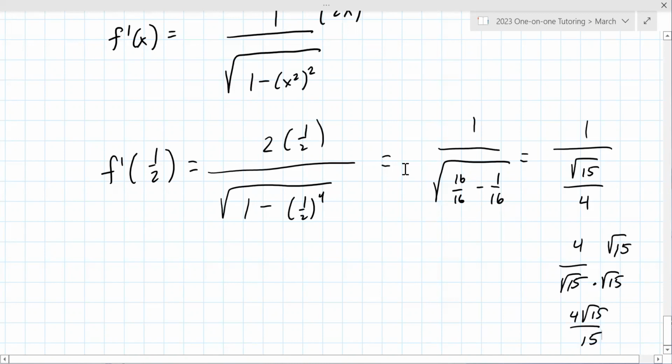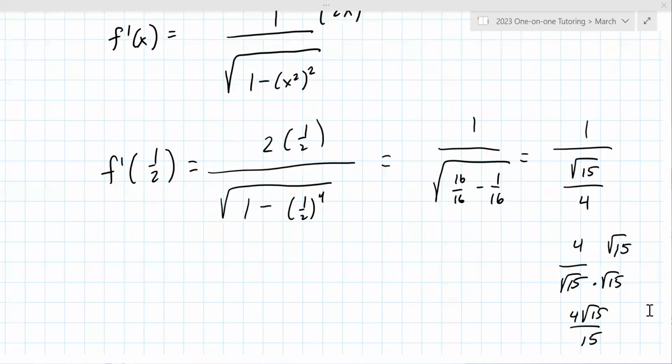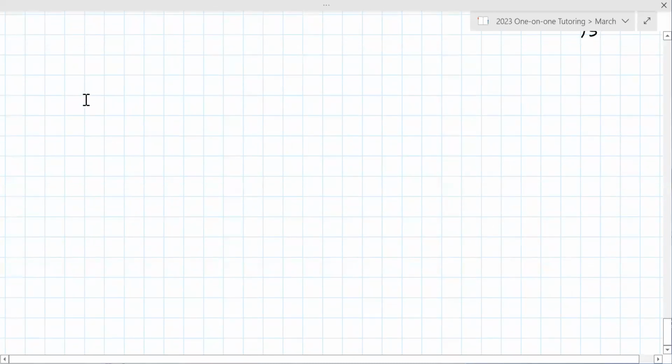None of this is calculus. The calculus ended right here. You're just putting the number into the equation. Okay, so all of it's really just plugging stuff in, right? Yep. There's another example we can do.